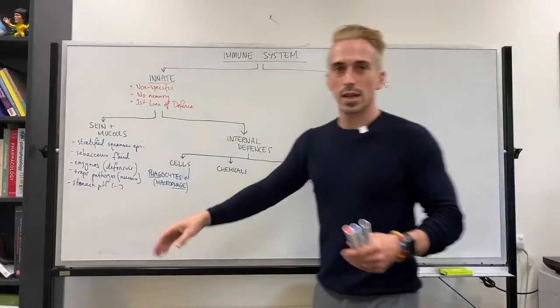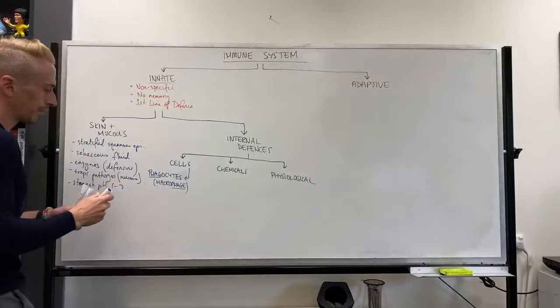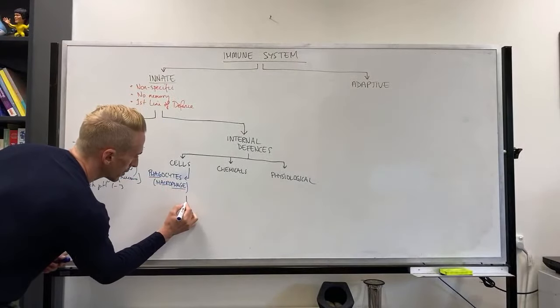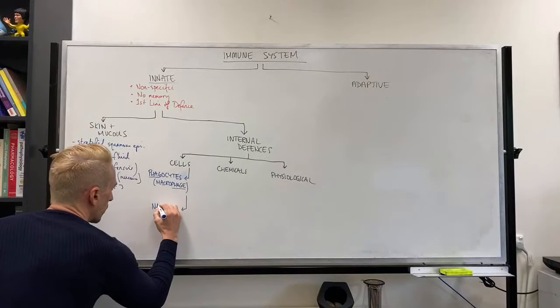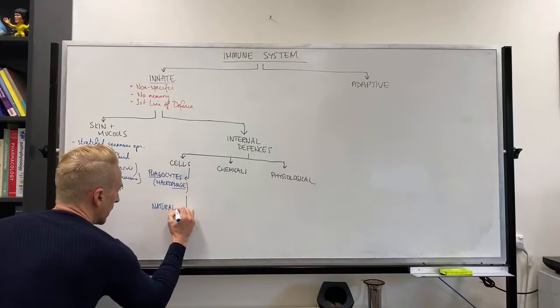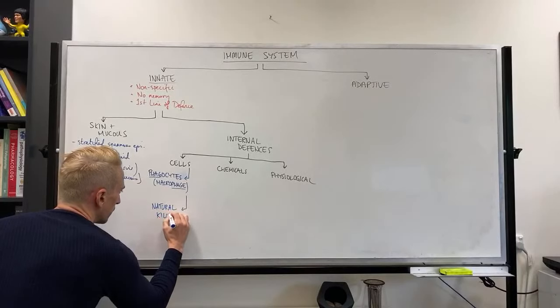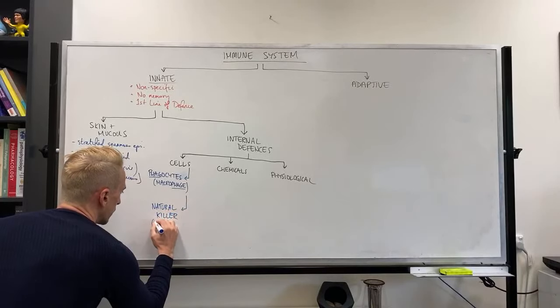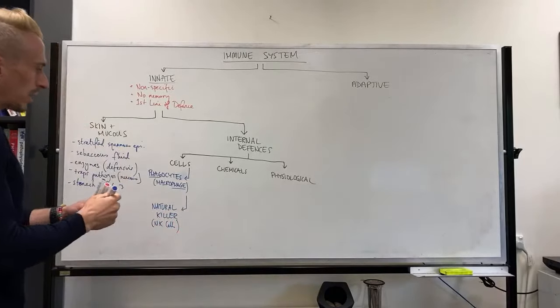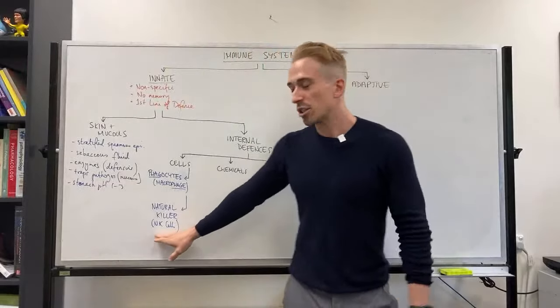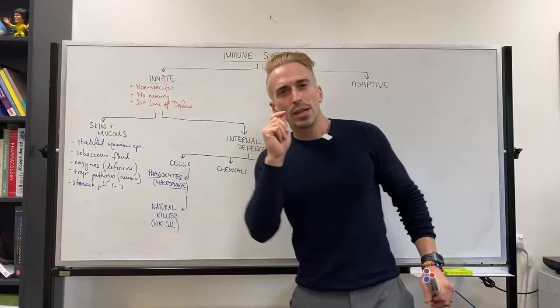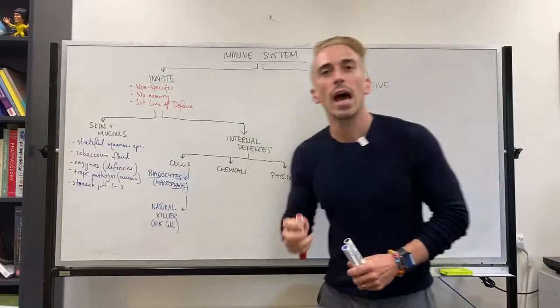The next type of cell that you need to know are the NK cells, known as natural killer cells. They've got a great name, natural killer cells, NK cells. Now what natural killer cells do is pretty much what it sounds like. It just kills that pathogen, but it does it through a process known as apoptosis.